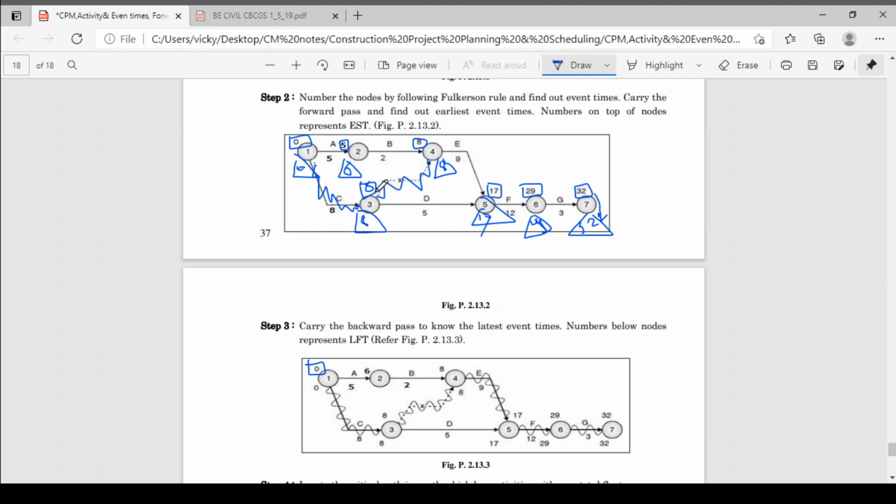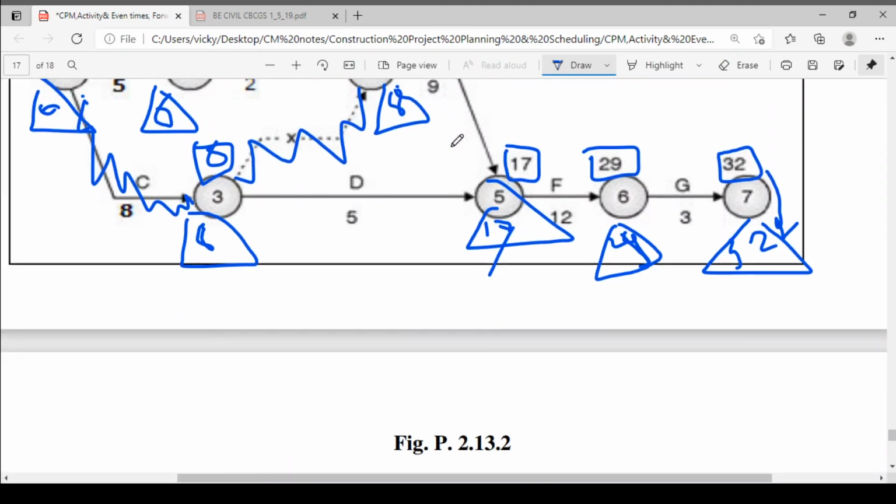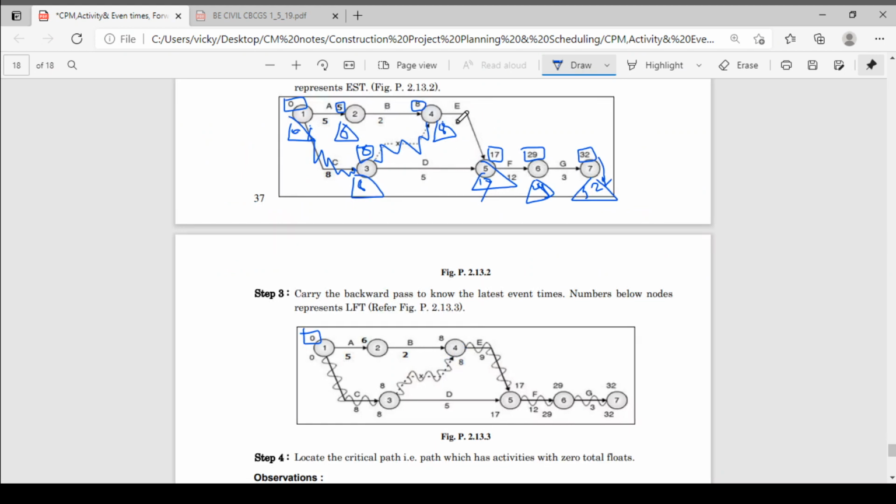Why? Because 8 plus 5 is 13, and 12 is there. That 17 comes from this path, 8 plus 9, 17. Okay, so this is the critical path. There will not be two bifurcated critical paths. So you will get only one critical path like this. Then this is the critical path: 17, 17, 29, 29 and 32, 32.